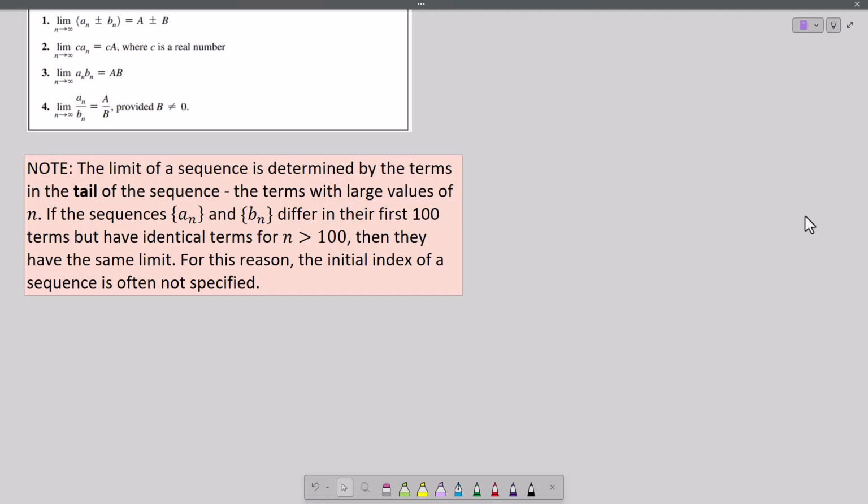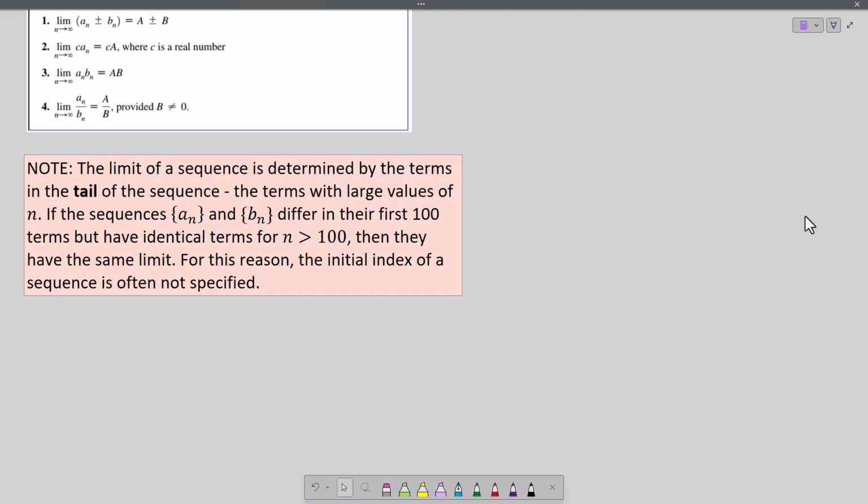Right? So if you have two sequences and they have leading terms that are different, but their tails are the same, then they converge to the same number. So the convergence of a sequence all depends on the tail. You can chop off the first finite number of terms, and you still have the same limit.